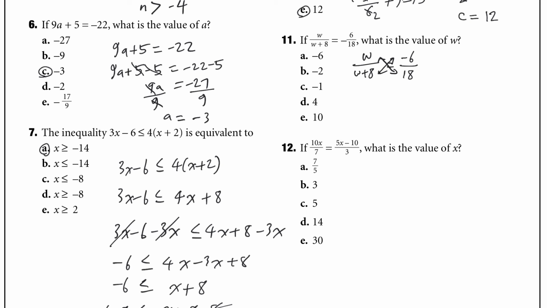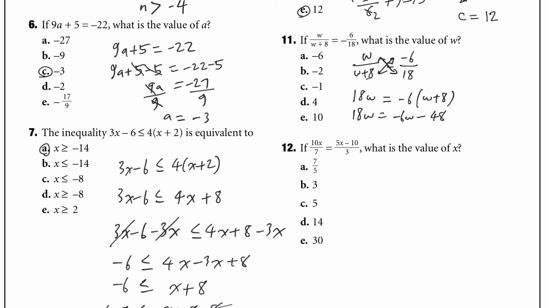So what's w times 18? 18w, and I'm going to put it on the left-hand side. And then what's negative 6 times w plus 8? Well, that's just negative 6 times w plus 8. And I'm going to put that on the right-hand side. This is called cross multiplying. And let's expand the brackets. Negative 6w minus 6 times 8 is 48.